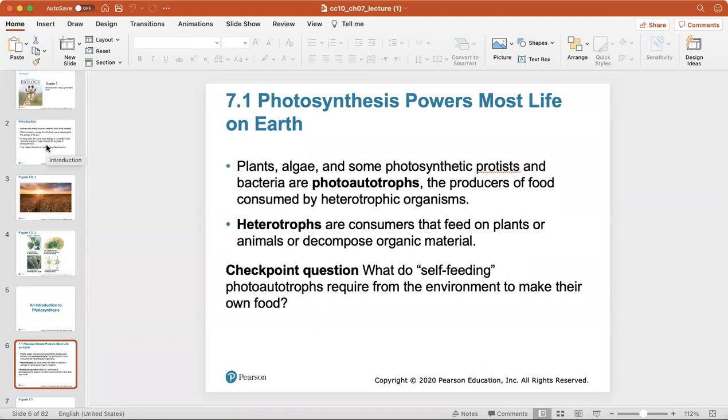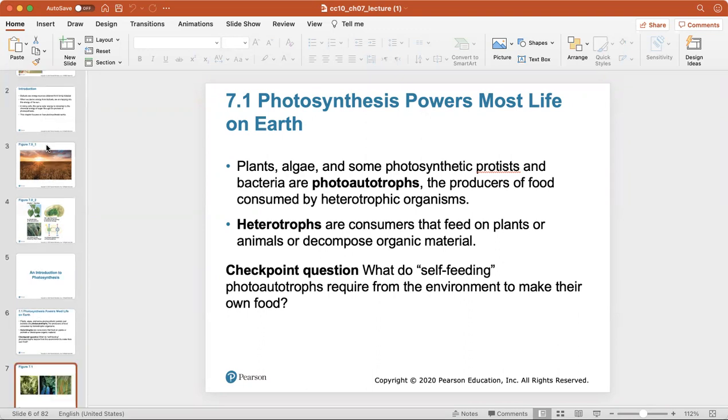Photosynthesis powers most of life on Earth. Plants, algae, and some photosynthetic protists and bacteria are photoautotrophs, meaning that they produce food consumed by heterotrophic organisms. And a heterotroph is any consumer that feeds on plants or animals or decomposes organic material. What do self-feeding photoautotrophs require from the environment to make their own food? And we'll talk about what they need.